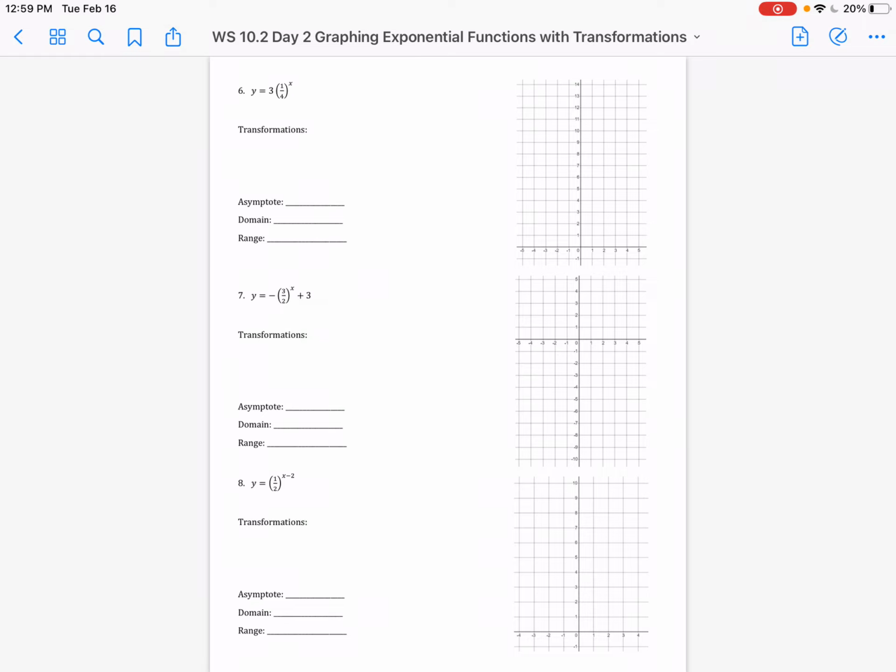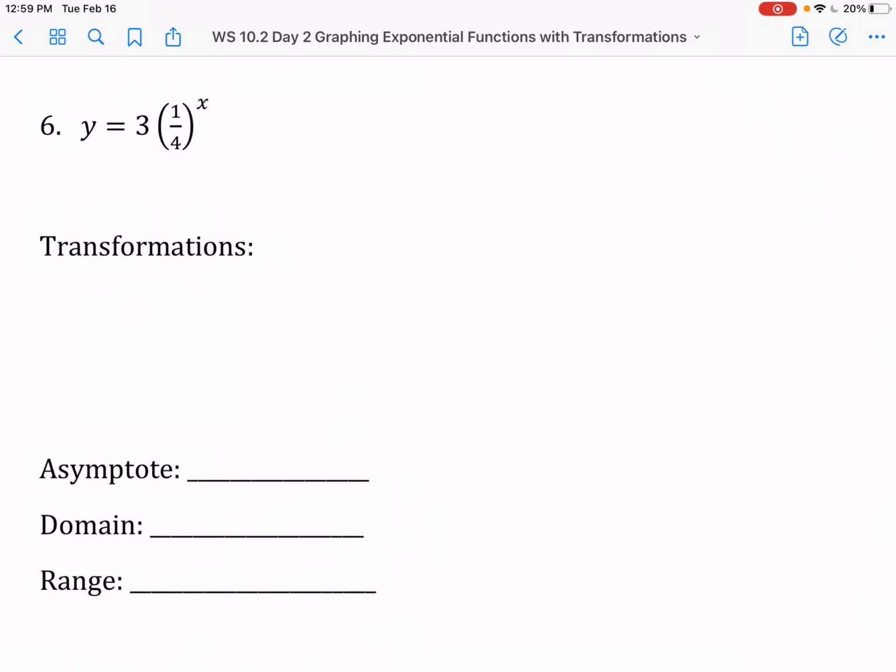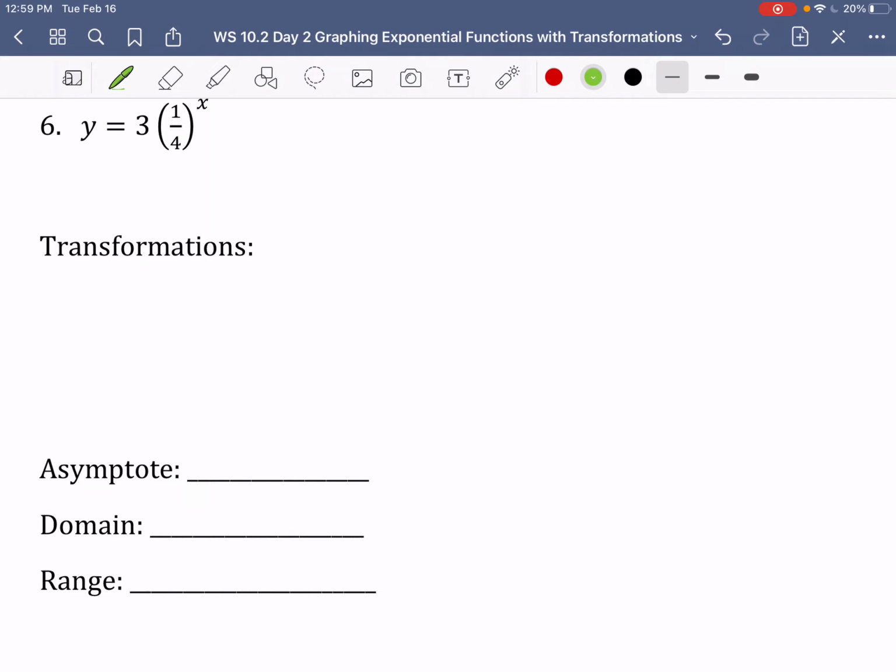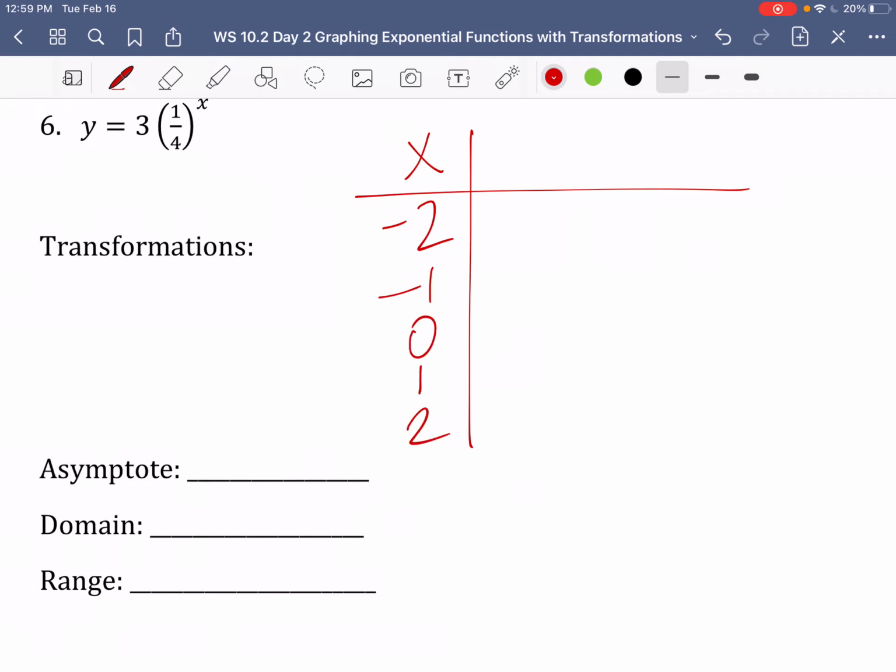Let's go ahead and do 6. 6 again, make your table. 2, negative 1, 0, 1, 2. We have 1/4 to the power of x.